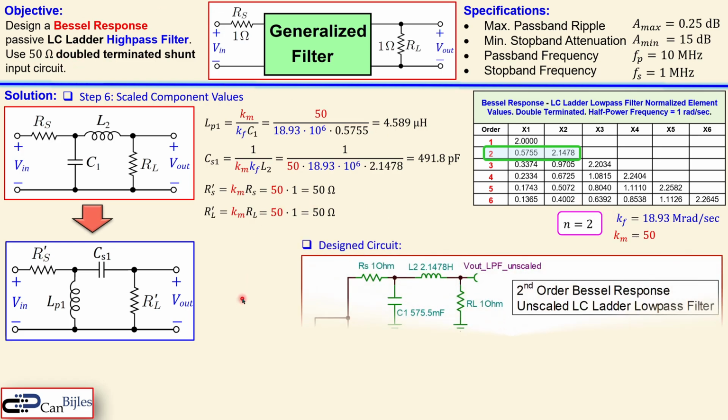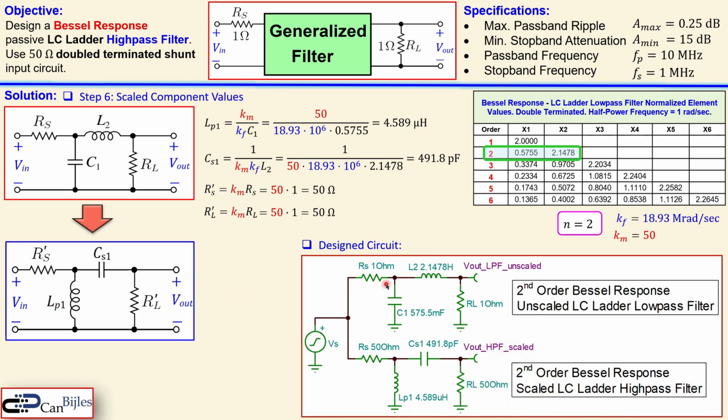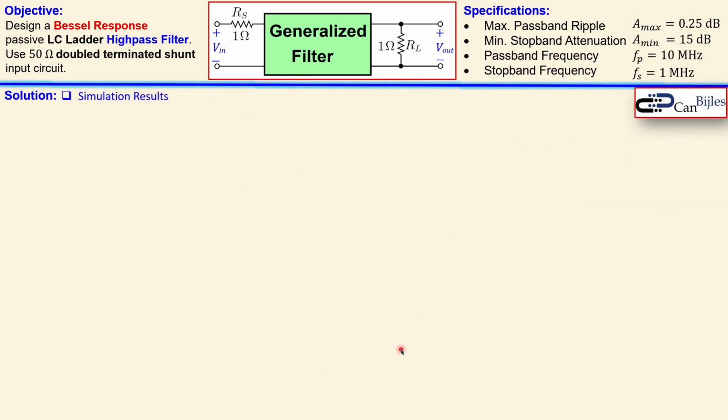So the design circuit is now shown here. This is the circuit drawn in SPICE. You see the RS, C1, L2 and RL all normalized, so unscaled. This is just a prototype low pass filter. It will then be transformed to a high pass filter and also scaled. So you see the 50 ohm here for RS, 50 ohm for RL, and also CS1, LP1. So everything is shown according to these calculations. And this will be our second order Bessel response scaled LC ladder high pass filter circuit. So let's look at our simulation results.